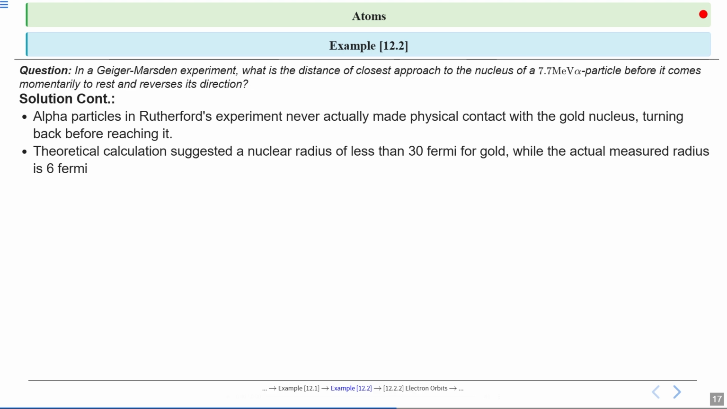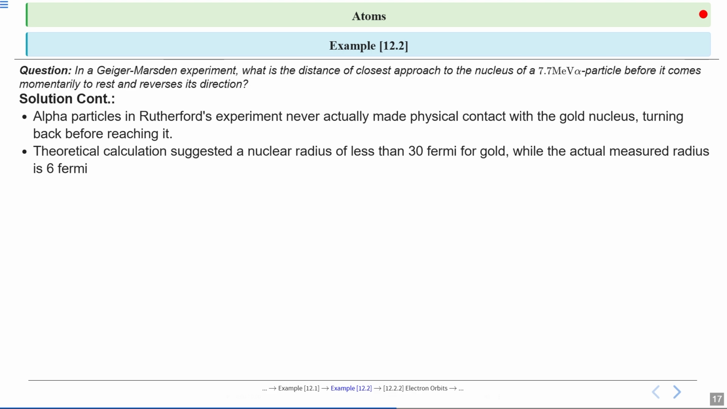Now let's compare theory with measurements. Calculation based on the experiment suggested that the gold nucleus should have a radius of less than 30 femtometers or Fermi. But when scientists actually measured it, they found it was only 6 Fermi. 1 Fermi is 1 × 10^-15 meters. This big difference tells us the closest approach is much farther out than the actual edge of the nucleus.